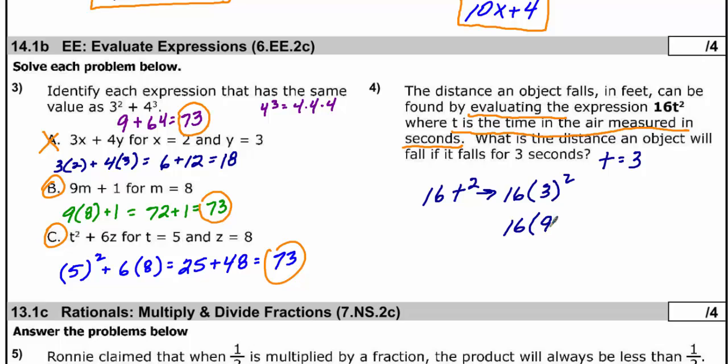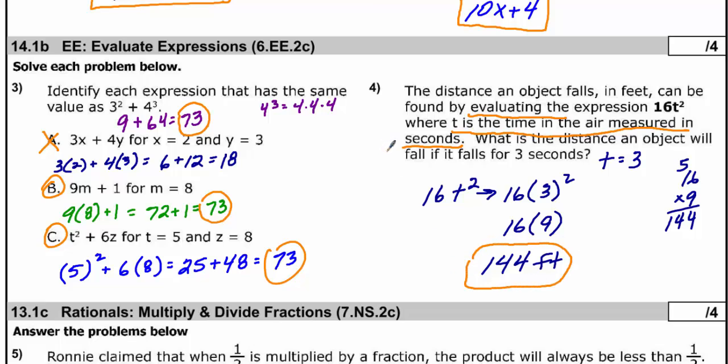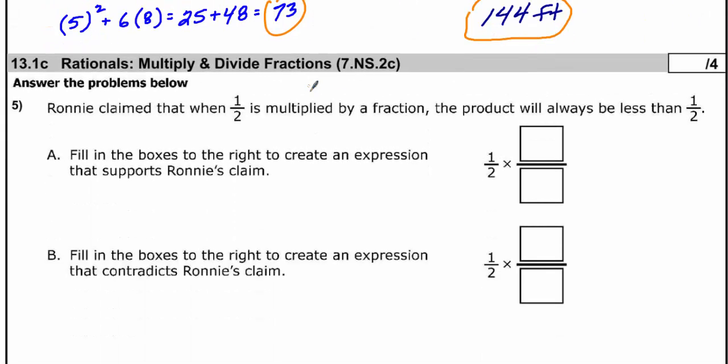which is 16 times 9. 16 times 9, 9 times 6 is 54, excuse me. Let's go back on that again. 9 times 6 is 54. Carry the 5. 9 times 1 is 9, and 5 more is 14. And we have it falling 144 feet. That is our answer for number 4. Yeah, that 9 times 6 and 7 times 8, that's the one that always makes me stop for just a minute and think. All right, on to number 5.